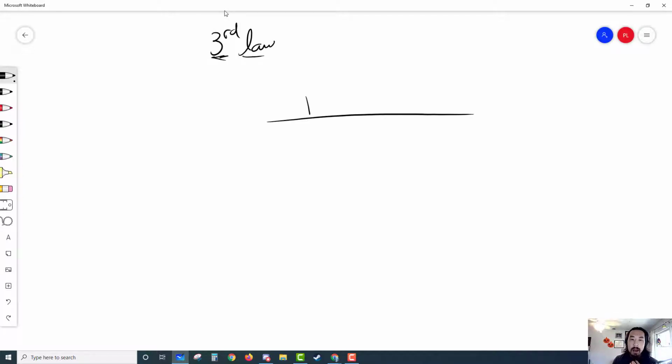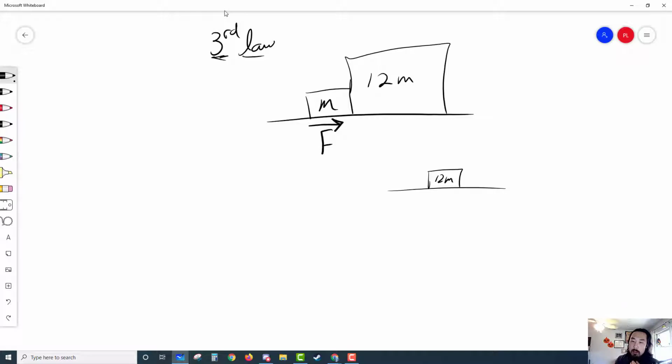Let's say we have a box, and we say that this is box M, and we have a bigger box. Let's say this is box 12M, so it's 12 times as massive. And when box M runs into box 12M, it creates a force F. There's a force acting on 12M, so that's a force F. If I were to create a free body diagram for 12M, we would say that there's Fg, and this is the normal force, and there's a force of F acting on the object. So this would be a free body diagram for the 12M object.